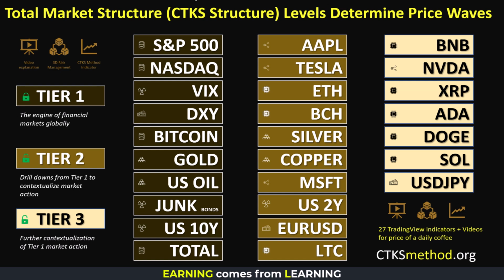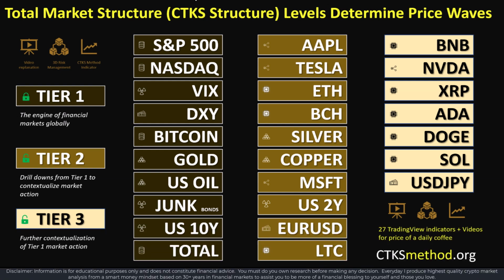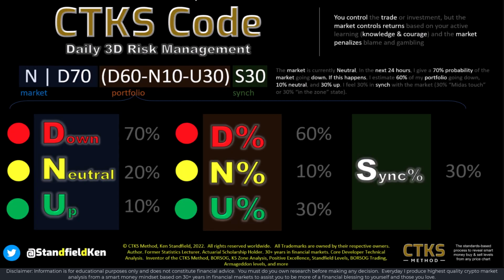The true support and resistance lines will make you money inside the financial markets, but you need to know where they are, and you also need to have a strategy to deal with uncertainty. The strategy that I employ is very, very simple. I look to the CTKS structural lines. I look towards market synchronization.